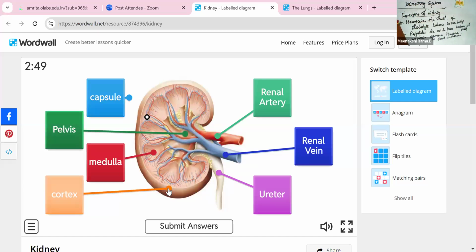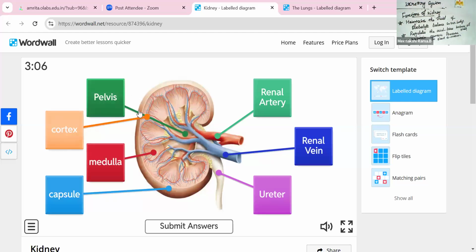I think this answer is wrong. This is cortex. This is capsule. Okay. So this is pelvis part. The center part of the kidney is known as pelvis. This is cortex part. Cortex means the outer part, and this part is known as medulla part. The outer skin part is known as capsule. The red color vein is known as renal artery, and then blue color part is known as renal vein. This is ureter part.